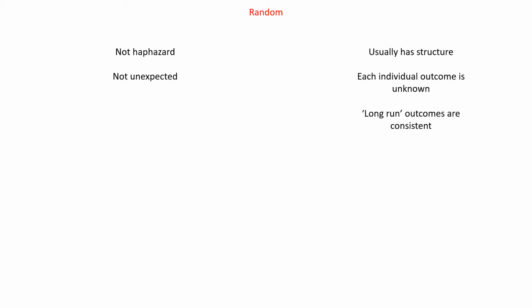And so that is the structure that these random events have. Again, each individual outcome, we don't know what it's going to be. So I don't know what the next card is going to be, but I could probably give you some information about what it could be, and that's based on long run data.